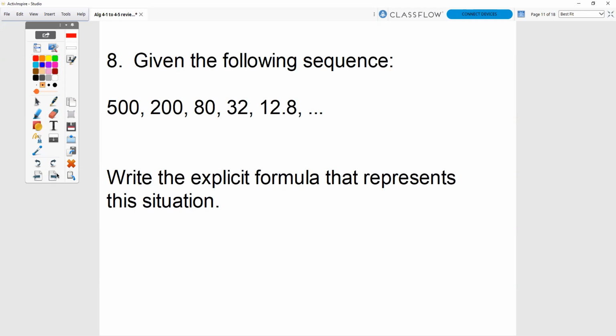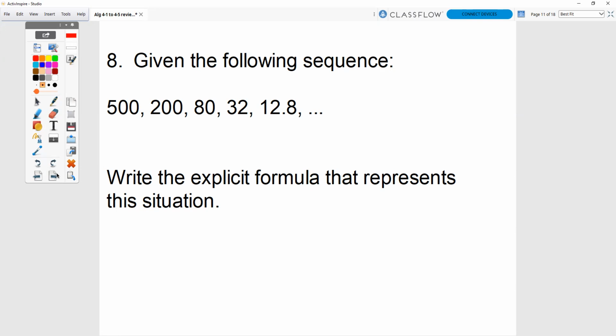In number 8, again, this will be multiple choice. Given the following sequence, 500, 200, 80, 32, 12.8, write the explicit formula that represents the situation. I know right away that it's not arithmetic because to get from 500 to 200, I have to subtract by 300. To get from 200 to 80, I have to subtract by 120. Those numbers are not the same. Therefore, I know that it's geometric.